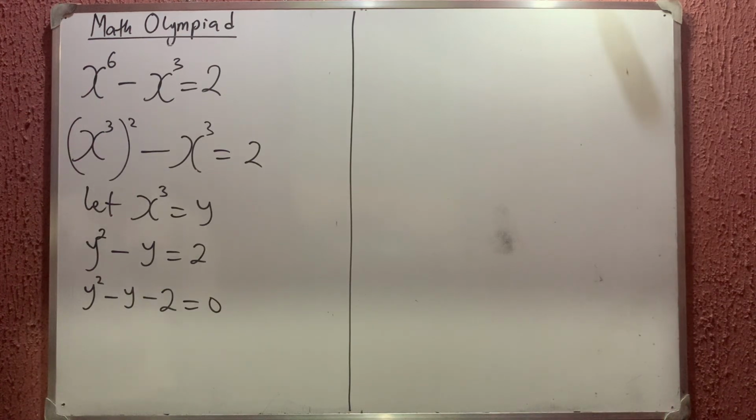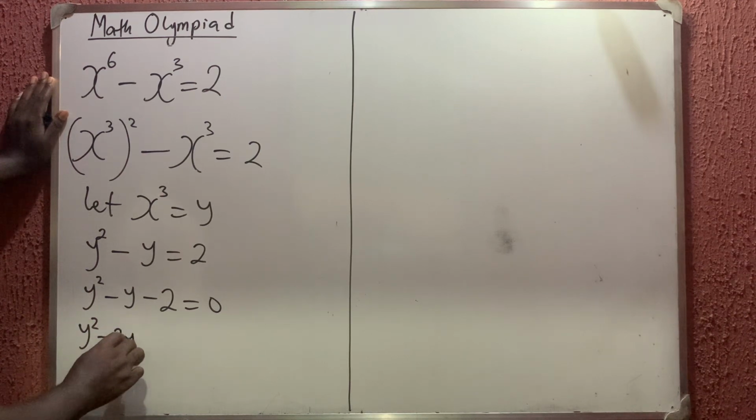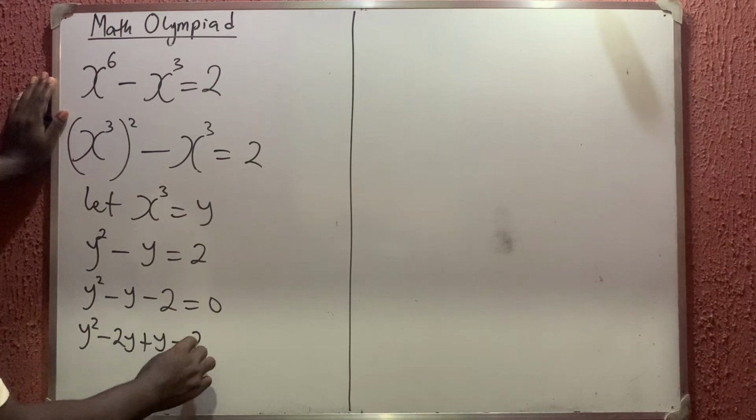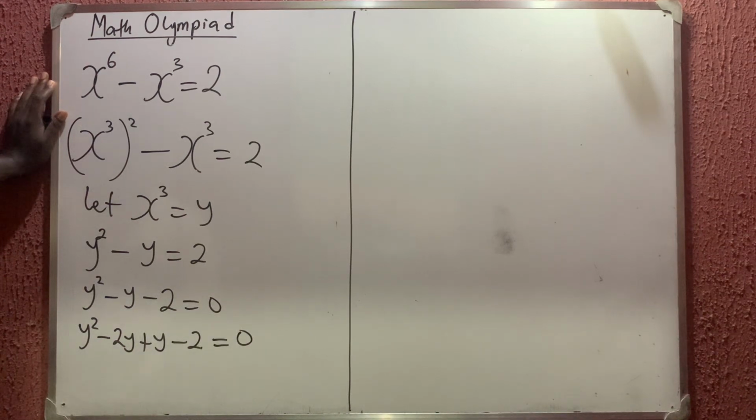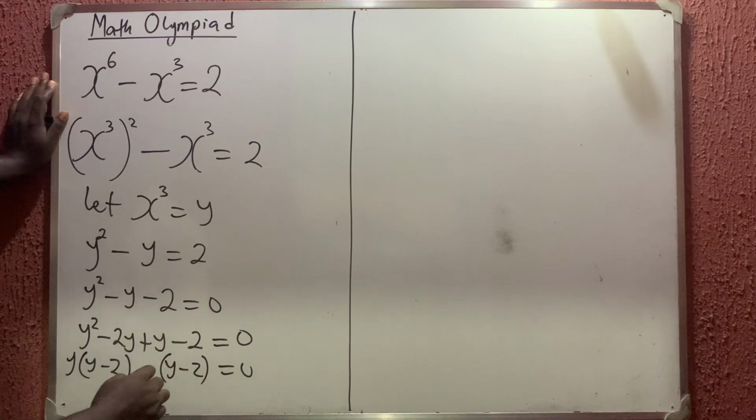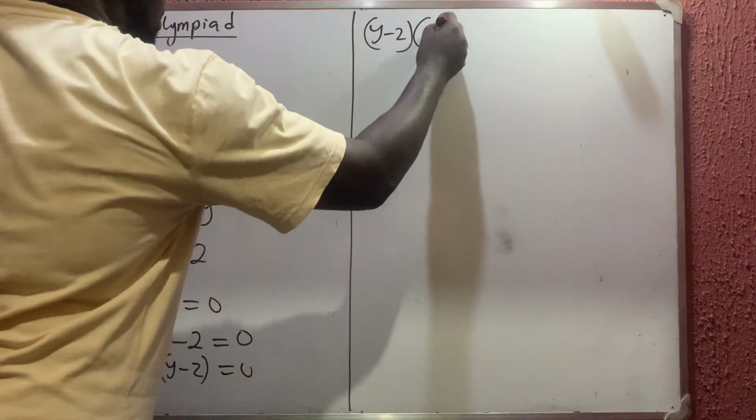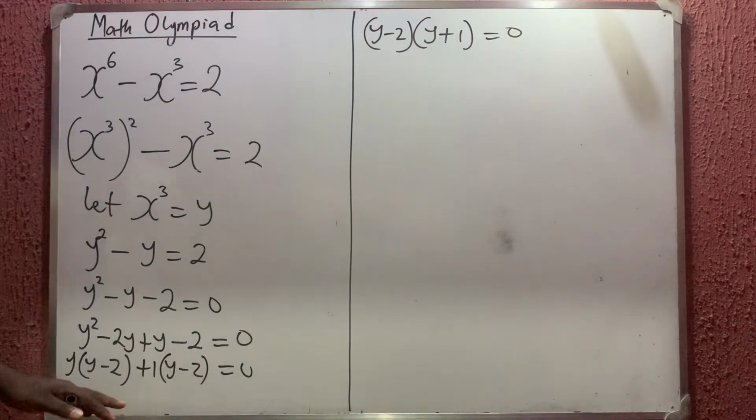This is a quadratic equation, and it is factorizable. For us to factorize, I'm going to have y squared minus 2y plus y minus 2 is equal to 0. What is common between these two is y. This divided by this, I'm having y minus 2 here, the same y minus 2 here, then this is plus 1. So y minus 2 is common, and what is remaining is y plus 1 is equal to 0.